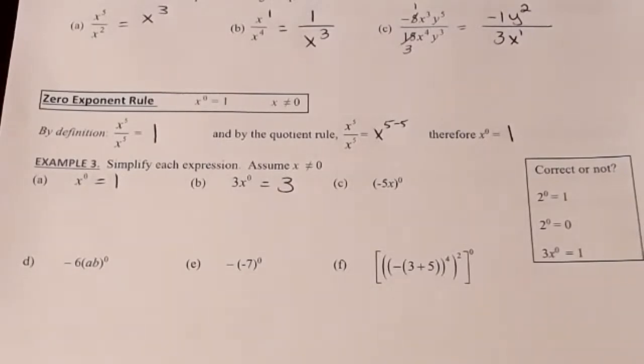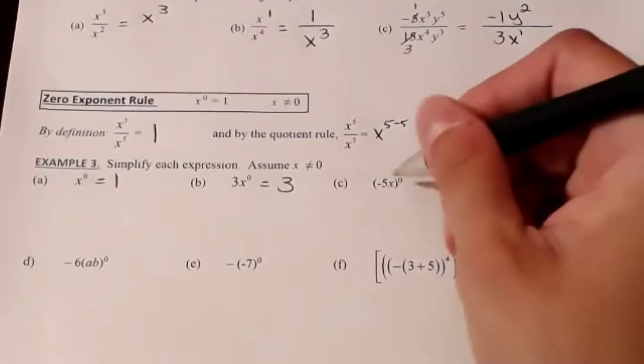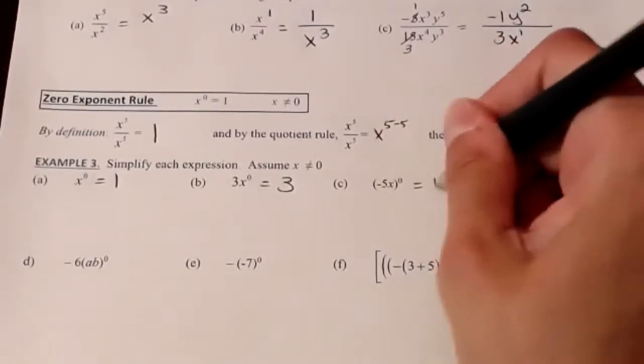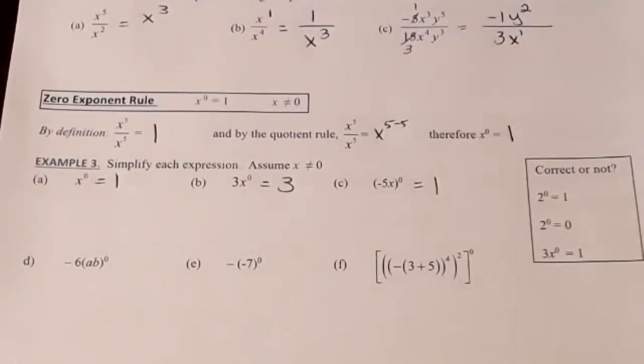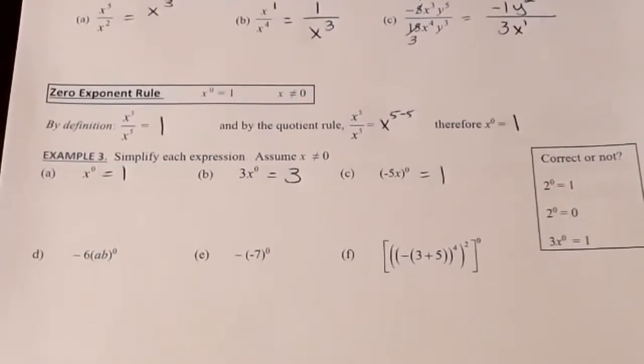Okay, let's go with Nung. Actually, no, not yet. I'm going to do part C. -5x, everything raised to the 0th power is just 1. I'm going to take the ones that are really quick. For part D, let's go.